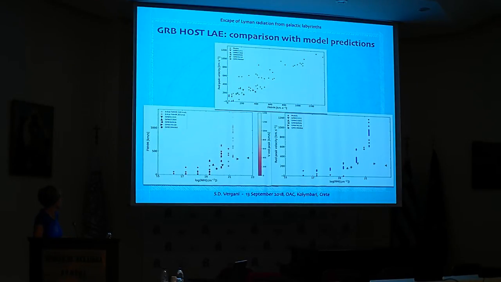Instead, when we plot the flux maximum of the line and the red peak velocity of the line as a function of the neutral hydrogen content, we see that at not so high neutral hydrogen column density, we agree with the model predictions. Instead, when we go to very high neutral hydrogen column density, we don't know what is going on because, in fact, for most of the models we shouldn't expect to see any Lyman alpha emission. So it's still not so clear what's going on here. We are working on that.